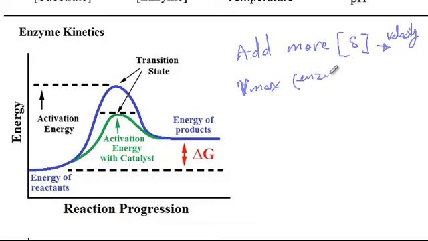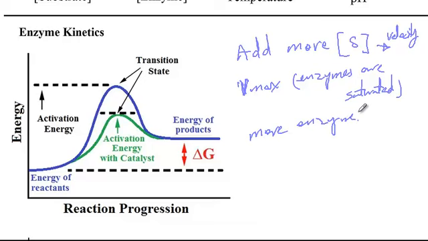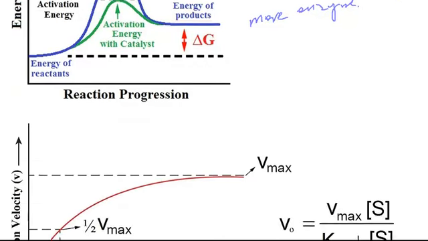So enzymes are saturated. And regardless of how much more substrate we add, the rate of a reaction will not increase. So in this case, the only way that we can increase the rate of a reaction is to add more enzyme. Now with this concept in mind, next I would like to describe the Michaelis-Menten equation for you.